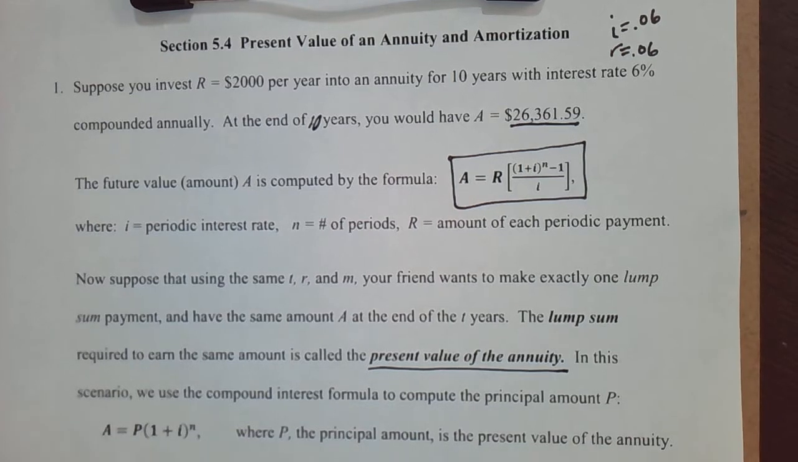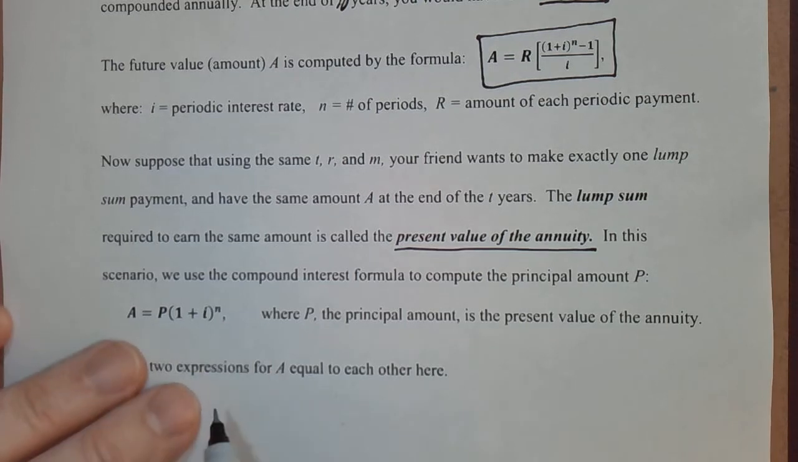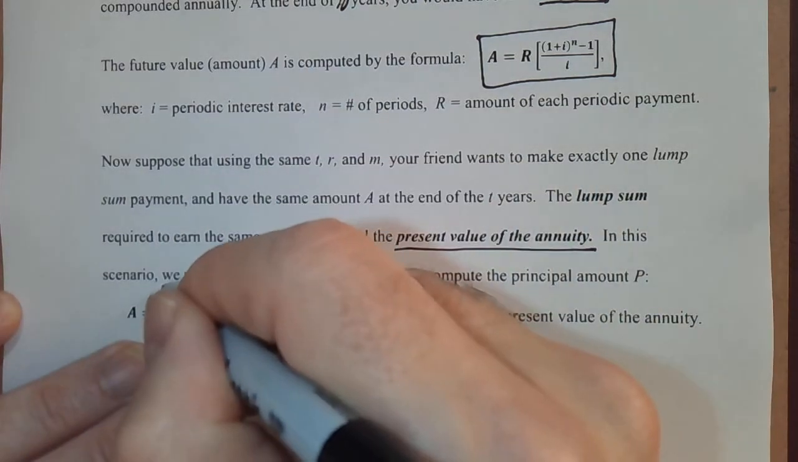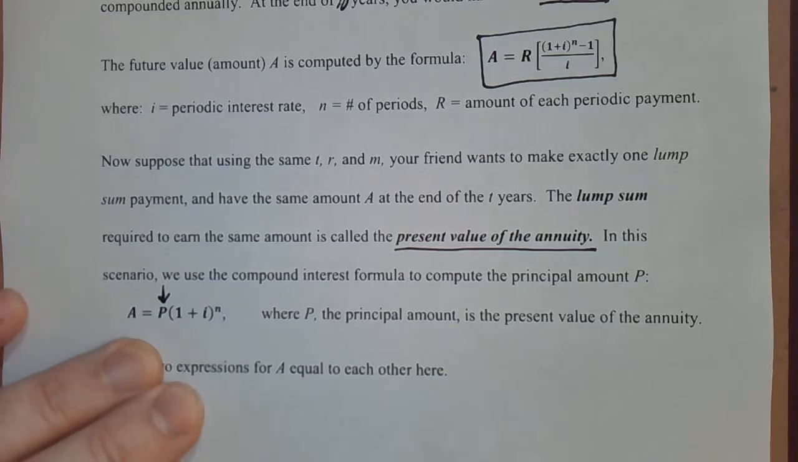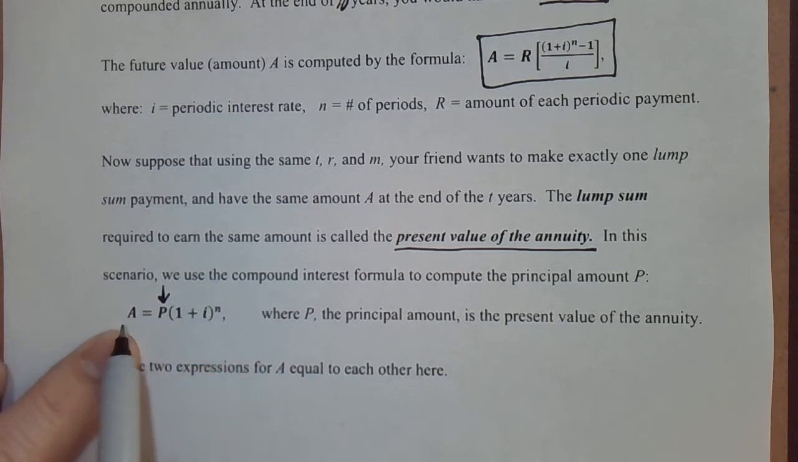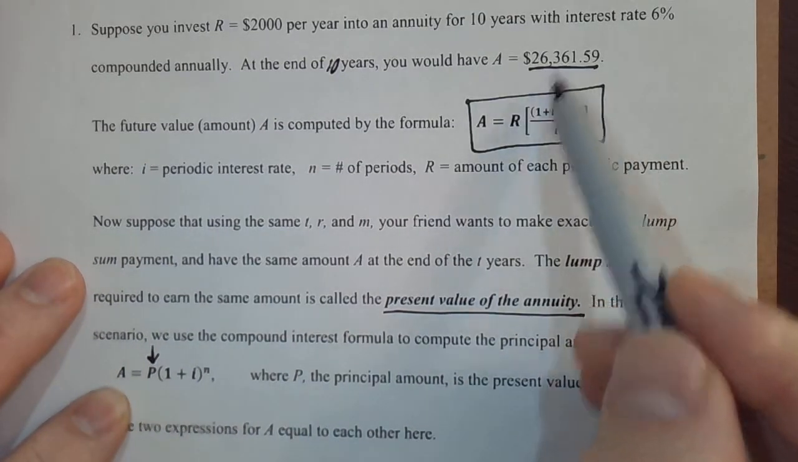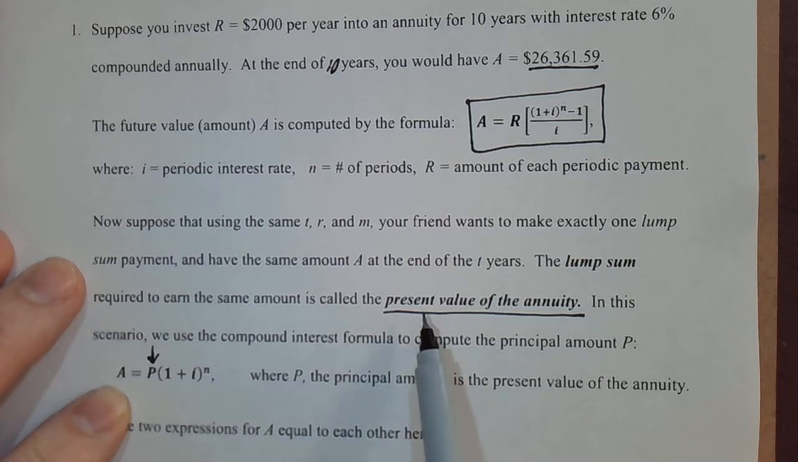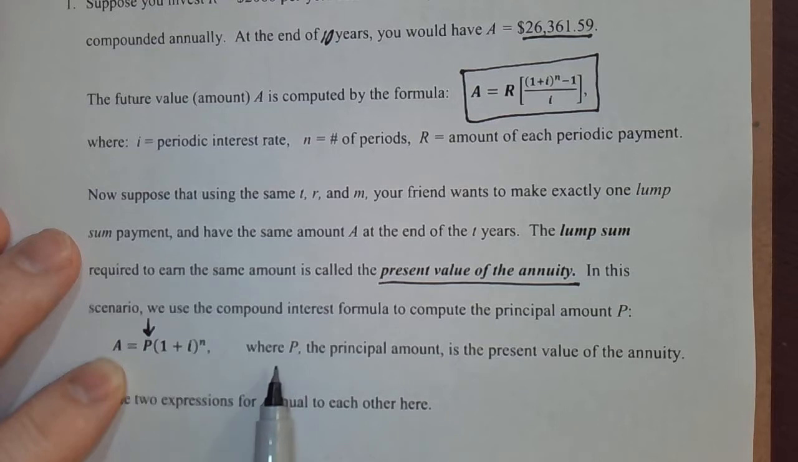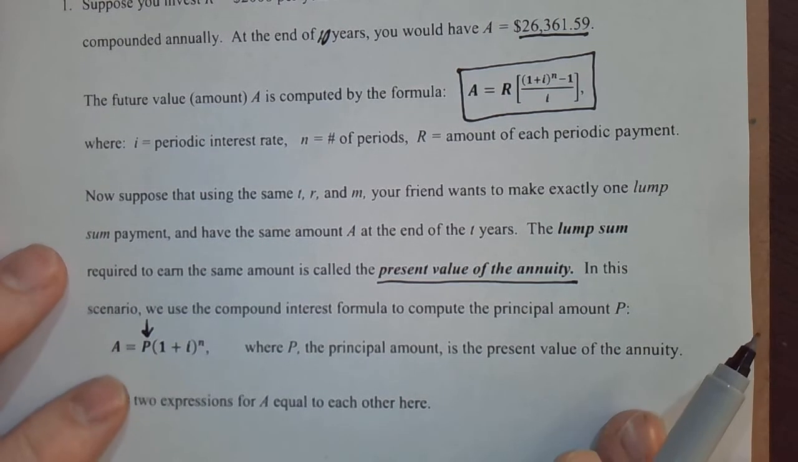In this scenario, you're making one lump sum investment and just using compound interest. So this would be your one lump sum, capital P, and then the future value, A, we would have to force to be this number up here. And if we were to do that, we would obtain the present value of the annuity. We remember P is the principal amount, and that's now going to be known as the present value of the annuity.